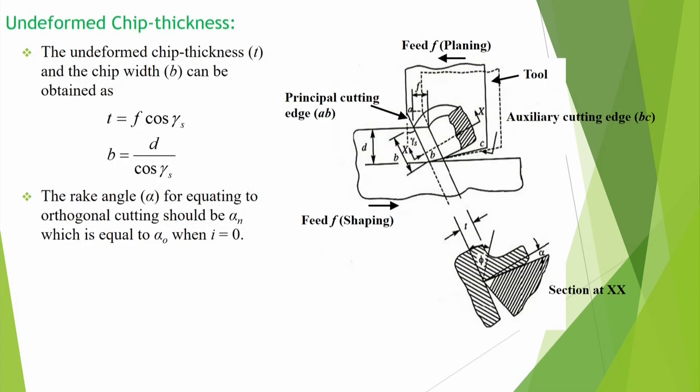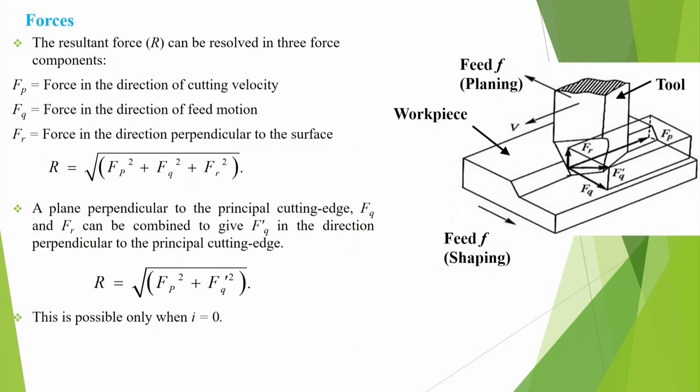So, it is like this, T is equal to F cos gamma s and B is equal to D cos gamma s, where gamma s is the side cutting edge angle. So, it is basically in a similar way, the rake angle alpha for equating to orthogonal cutting should be alpha n, which is equal to alpha 0 when i is equal to 0. Forces are like that, the resultant force R can be resolved into three components here also. One is Fp along the cutting speed direction, then Fq, the force in the direction of feed motion, and Fr, the force in the direction perpendicular to the surface. So, R is equal to the square root of Fp square plus Fq square plus Fr square.